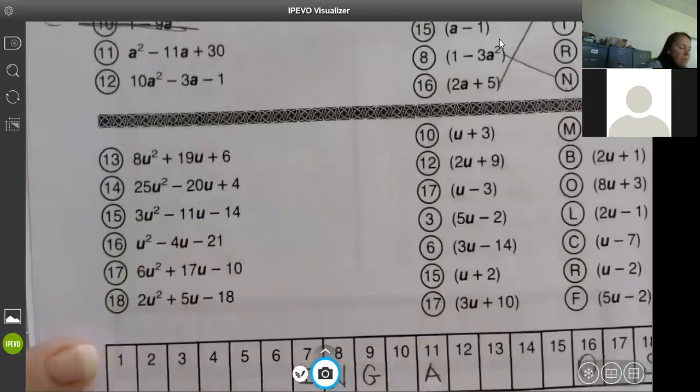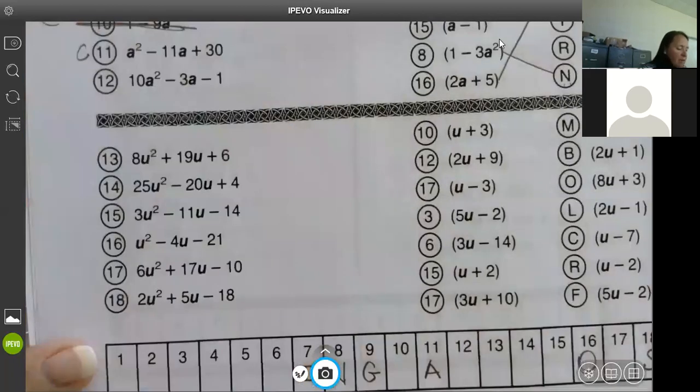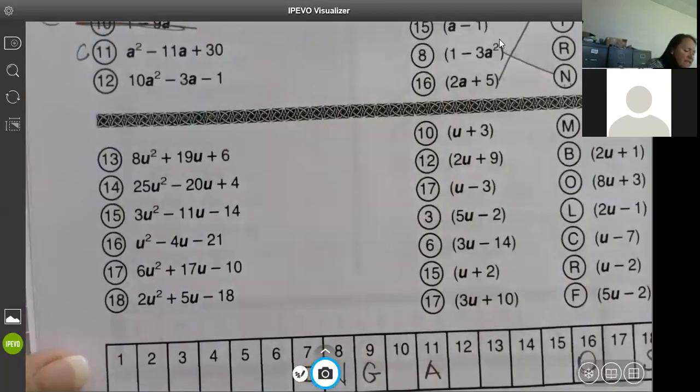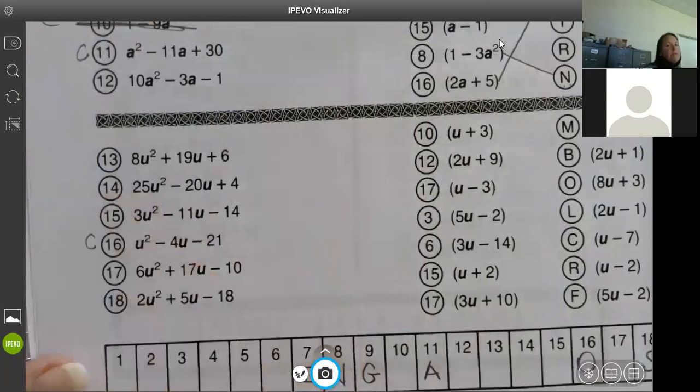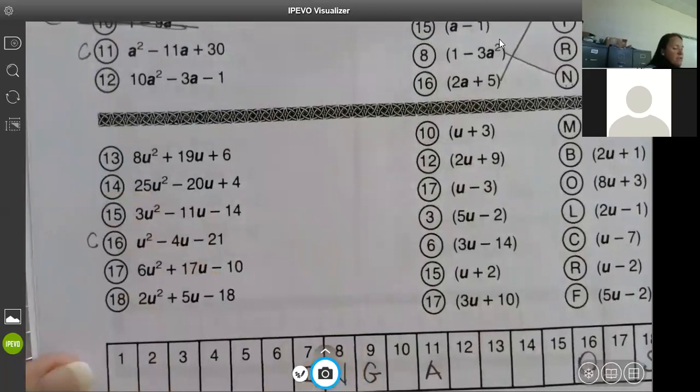Okay. Number 11 is cheater method. It won't take you any time at all. 16 is cheater method, and then the rest of them are going to be slide and divide. There are no GCFs on this one. Okay, so all these are going to be slide and divide. We're going to go over a couple of them. Let's go over 14 because it's big numbers.